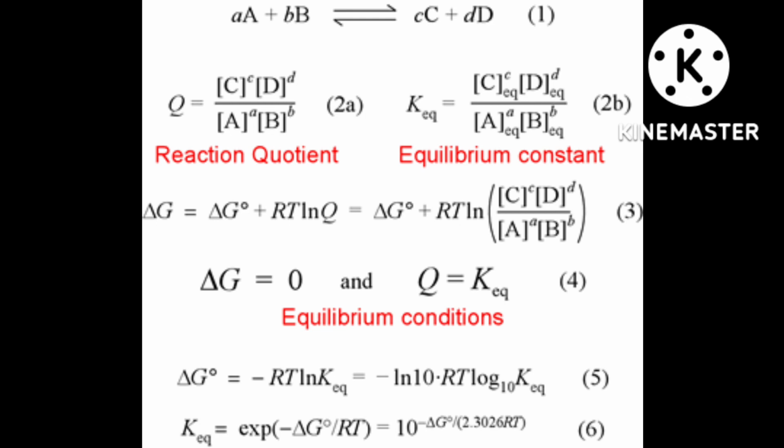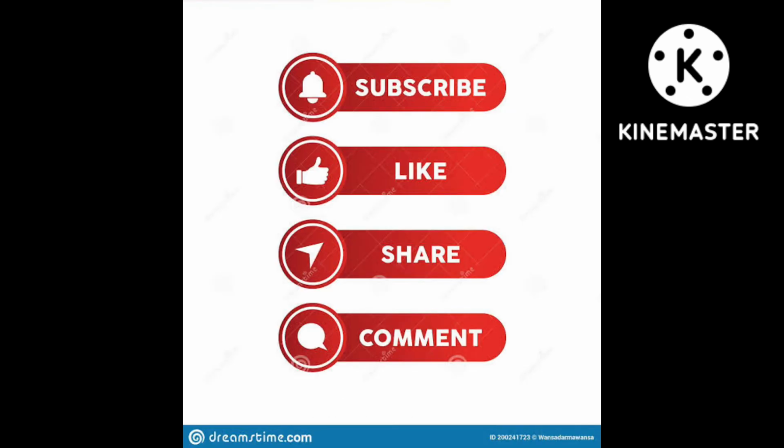After putting this value, you will get the final result: standard delta G is equal to minus 763.8 kilojoule per mole. After putting the value and solving it, you will get the result minus 763.8 kilojoule per mole. It means delta G is negative, which means it is a spontaneous reaction. The reaction is spontaneous. Okay, delta G is negative.